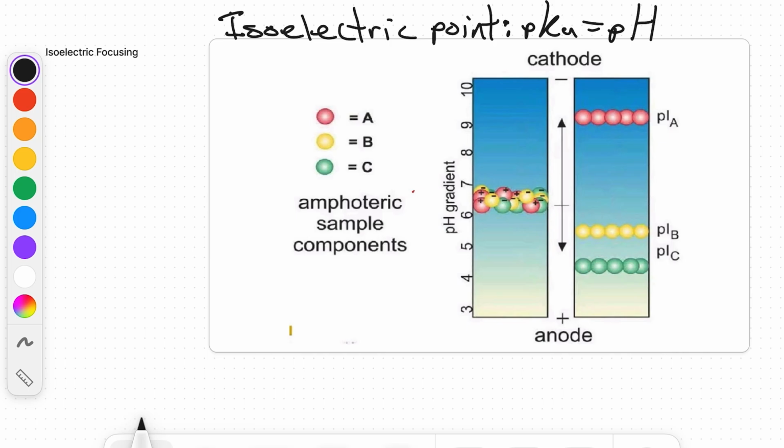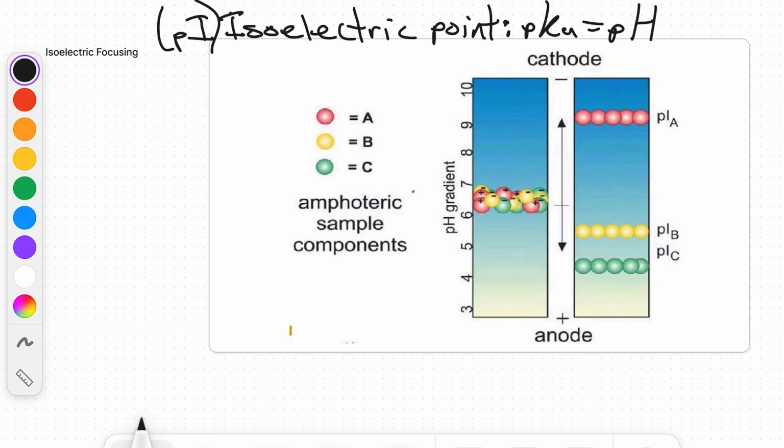Okay, so one thing that we need to know about that, we can change the pH to whatever we want our environment to be. So the pI, the isoelectric point, is going to be based on the pKa. So whatever our pKa is equal to, our isoelectric point will be equal to. And if we don't know the pKa of something, or the isoelectric point of something, we can measure that using isoelectric focusing.